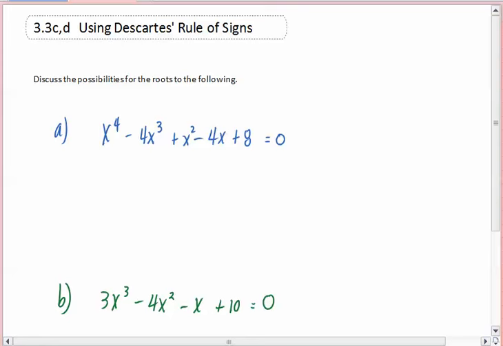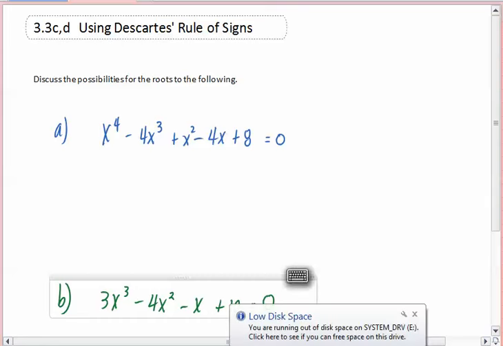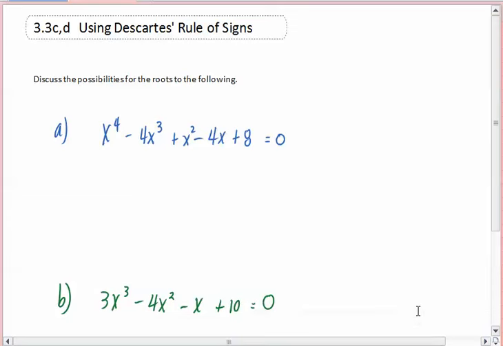Alright, so let's take a look at using Descartes' rule of signs. It says to discuss the possibilities for the roots of the following. Now, when they say discuss, let's take a look at really what that means. We're not going to actually write words. We're actually going to show it in a chart form. Okay? So it's going to be something like this.